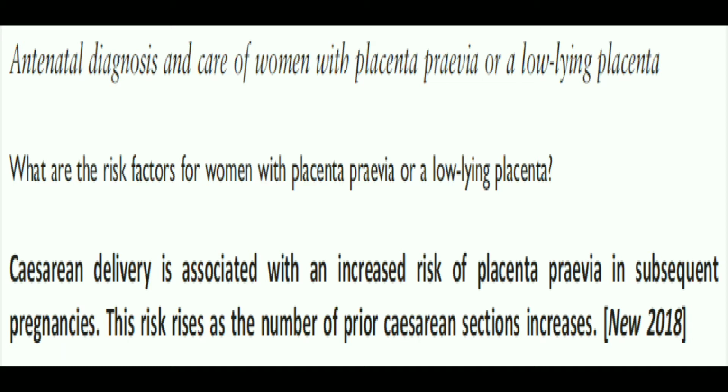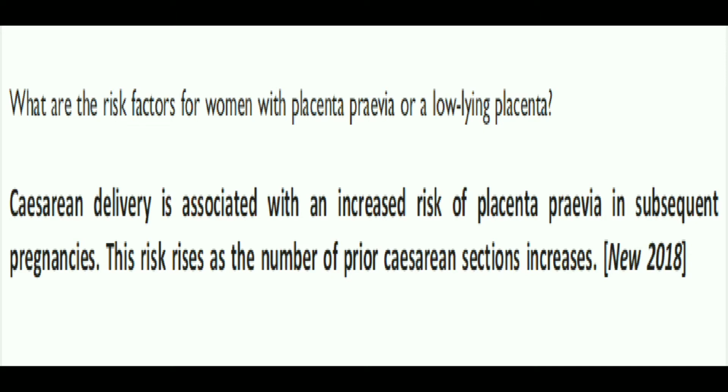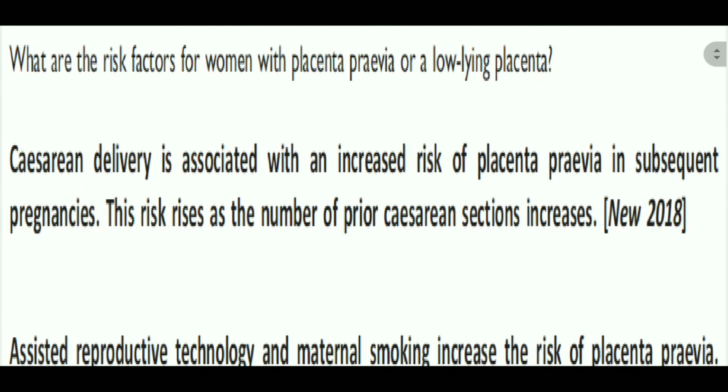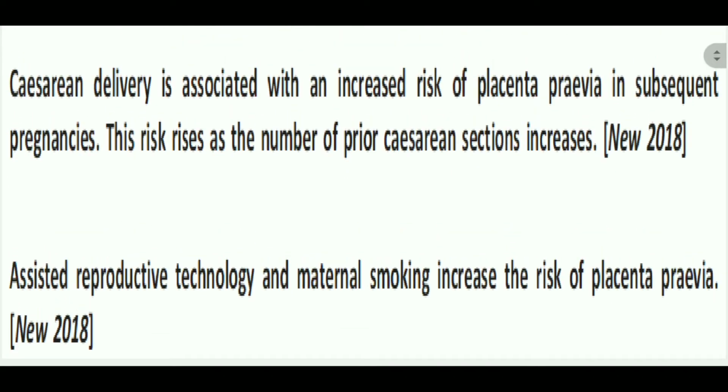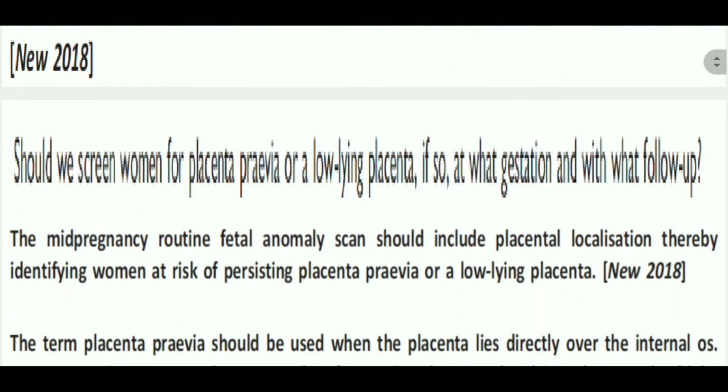Now it's written in this guideline what the risk factors are for women with placenta previa or low-lying placenta. The risk factors are basically two. First of all, cesarean section, and secondly, ART. Cesarean delivery is associated with increased risk of placenta previa in subsequent pregnancy, and this risk rises as the number of previous cesarean sections increases, and assisted reproductive technology and maternal smoking increase the risk of placenta previa. So, cesarean section, ART, and maternal smoking.